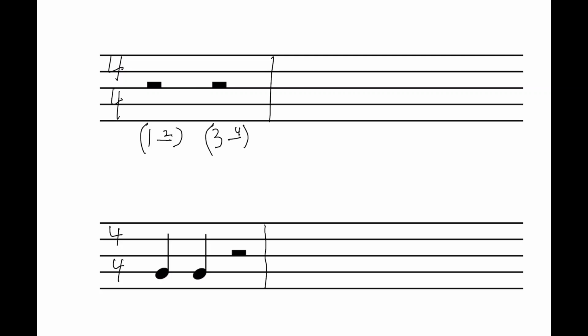Let's try an example using a half rest. We've got a quarter note on beat 1, that's all of beat 1. And the next quarter note is beat 2, and then the half rest gets 2 beats, 3 with 4 on a line, but since it's a rest, we put it in parentheses.